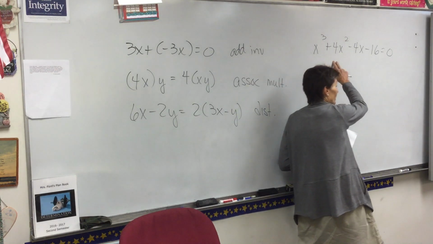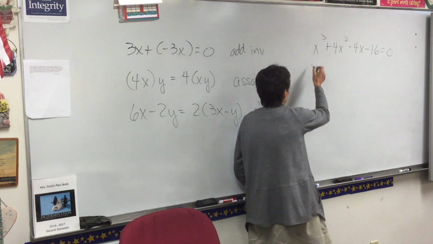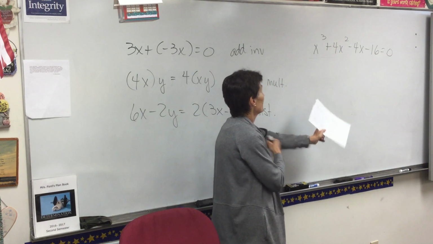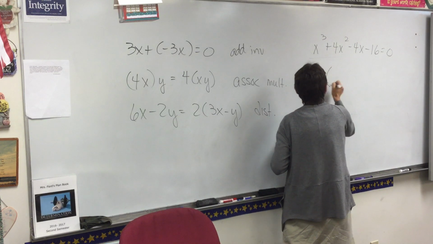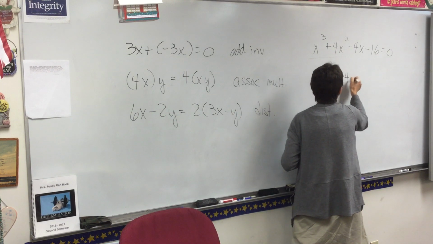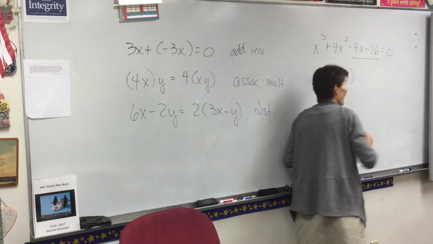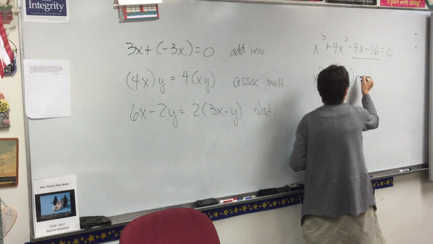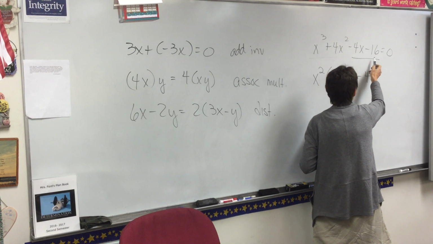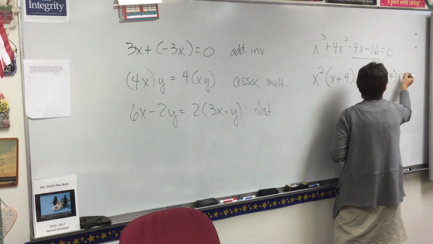So Maddie says we're going to factor by grouping. She says I'm going to look at these first two terms, and what can I take out of those? X squared. And if I take out an x squared, I will be left with x plus 4. Now, what can come out of the last two terms? Negative 4. Watch your signs now. If you take out the negative 4, you will be left with a positive x and a positive 4.